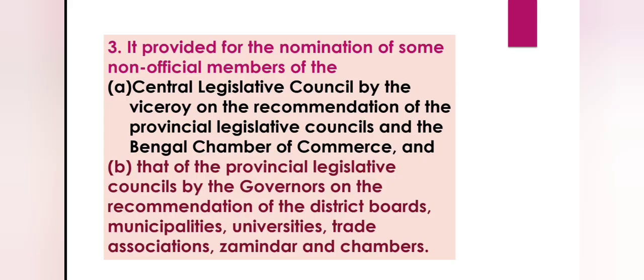Next, it provided for the nomination of some non-official members, first, of the Central Legislative Council by the Viceroy, and second, of the Provincial Legislative Councils by the Governors. Now, remember the recommendation: for the Central Legislative Council, by the Viceroy on the recommendation of the Provincial Legislative Councils and the Bengal Chamber of Commerce, and for the Provincial Legislative Councils, by the Governors on the recommendation of district boards, municipalities, universities, trade associations, zamindars and chambers.